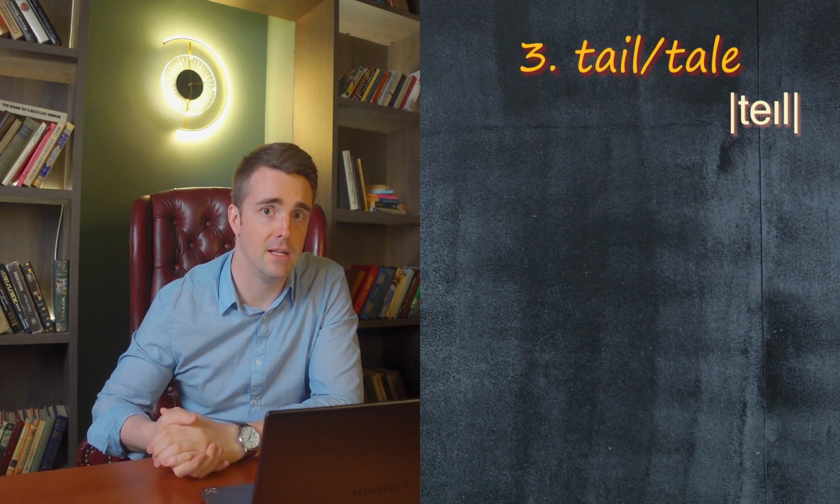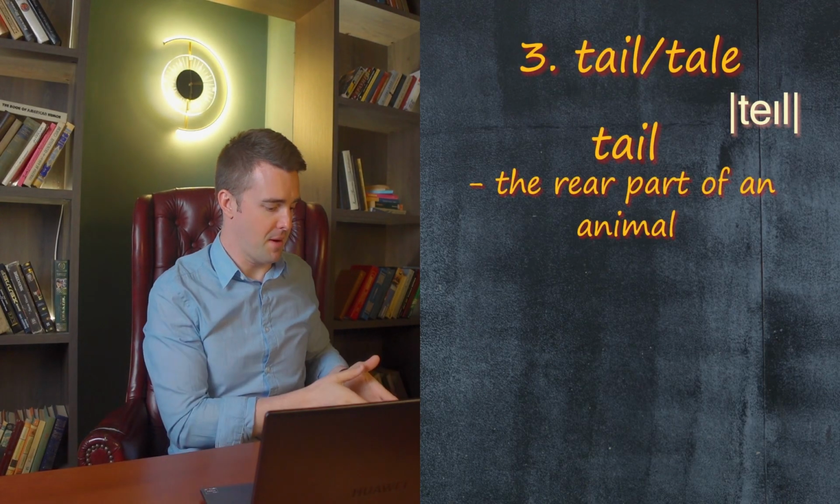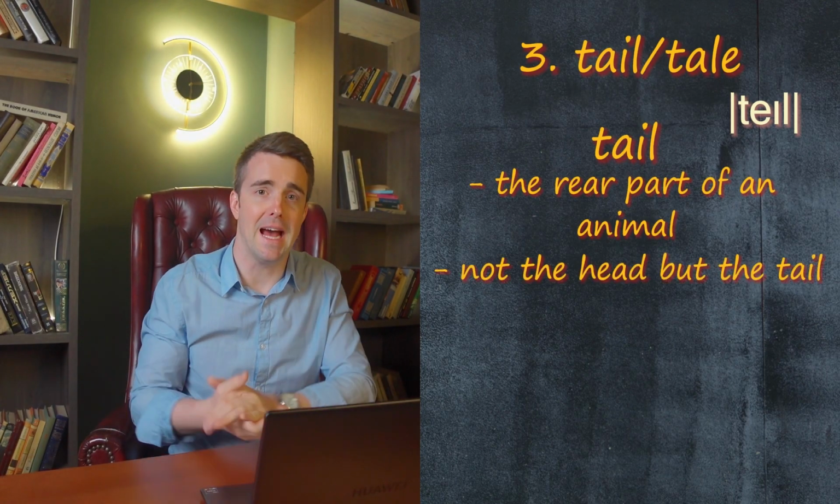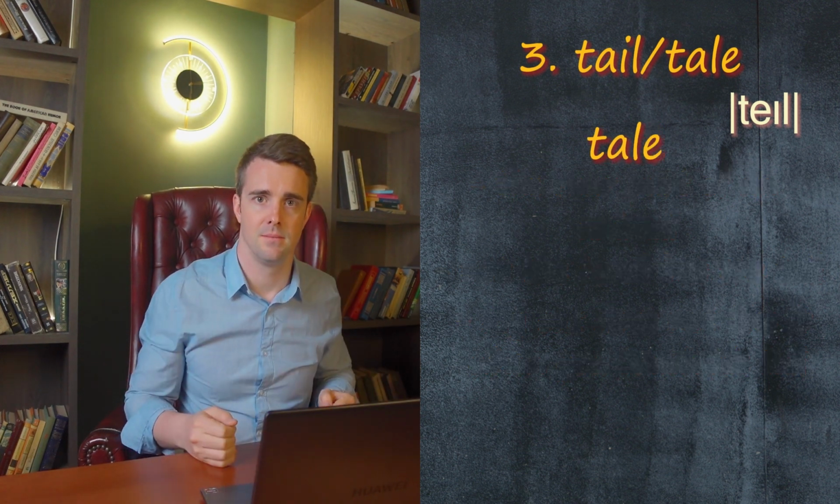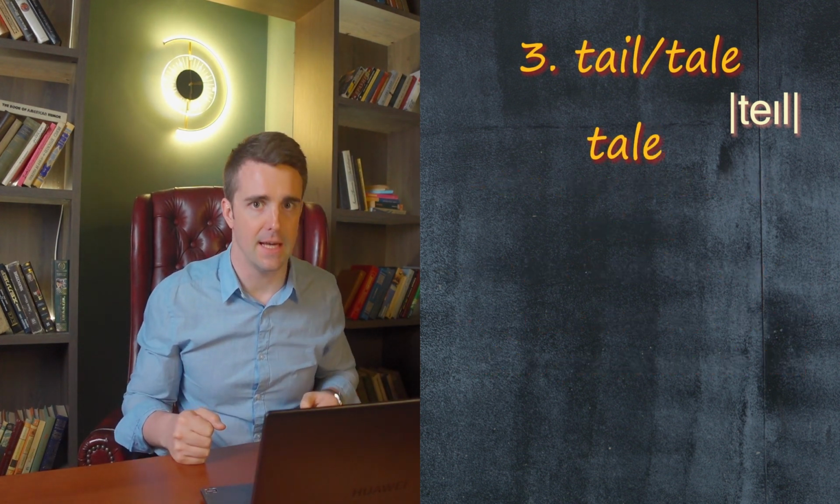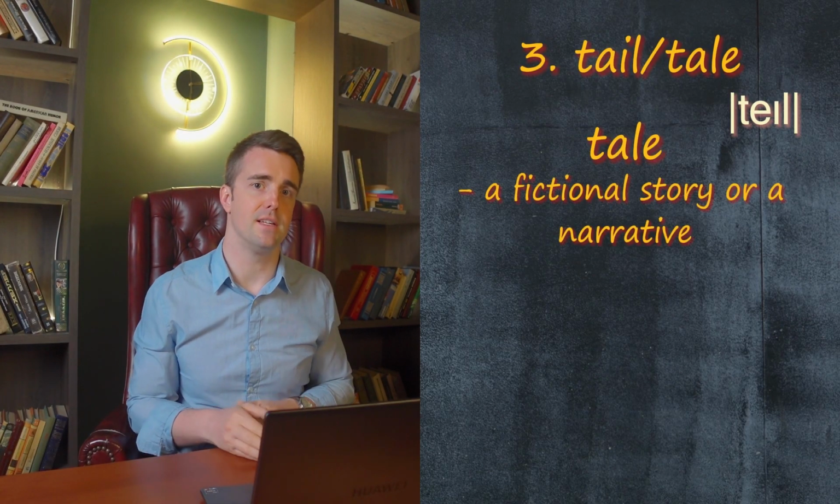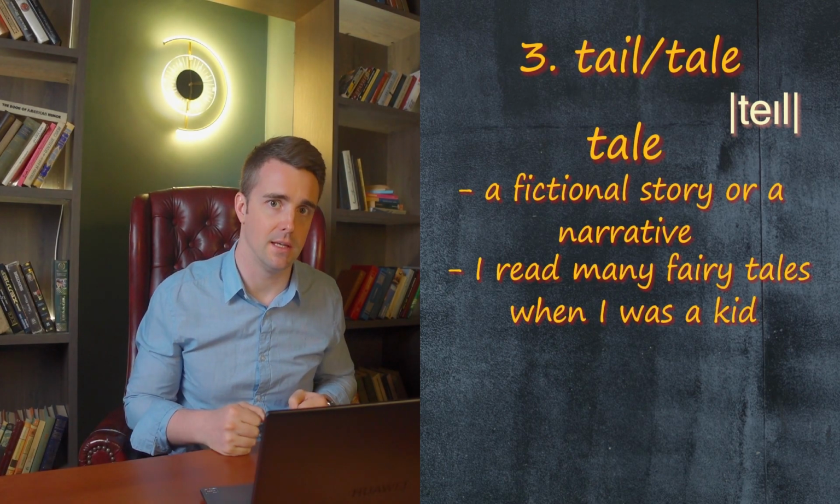Let's move on to tail and tale. Tail is the rear part of an animal, not the head, but the tail. For example, my cat does not like it when you touch his tail. And tale with the E at the end, T-A-L-E, that's a fictional story or a narrative. So for example, I read many fairy tales when I was a kid.